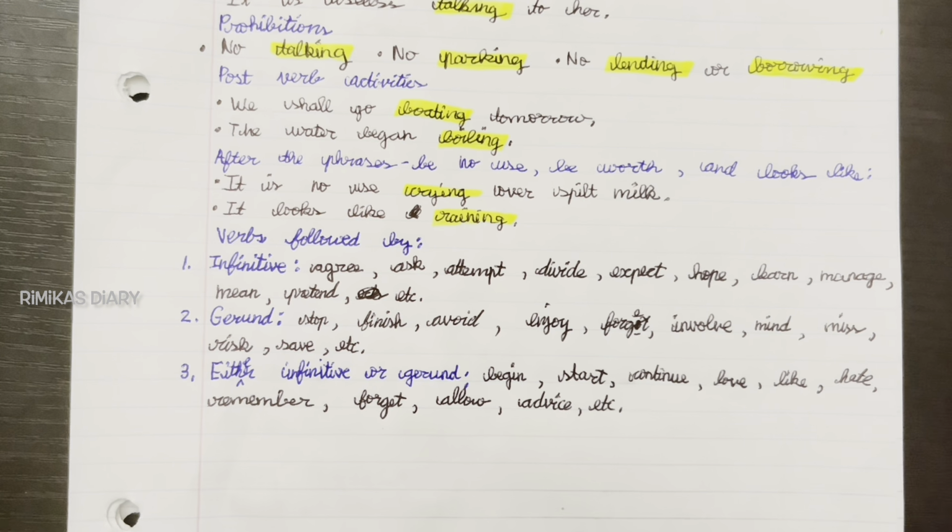So next, verbs followed by infinitive, gerund, and either infinitive or gerund. So first, let's see the words that are followed by infinitive. Agree, ask, attempt, divide, expect, hope, learn, manage, mean, pretend, etc. So these verbs are followed by infinitive. Stop, finish, avoid, enjoy, forget, involve, mind, miss, risk, save, etc. So these words are followed by gerund. Either infinitive or gerund: begin, start, continue, love, like, hate, remember, forget, allow, advise, etc. So these words are followed by either infinitive or gerund.